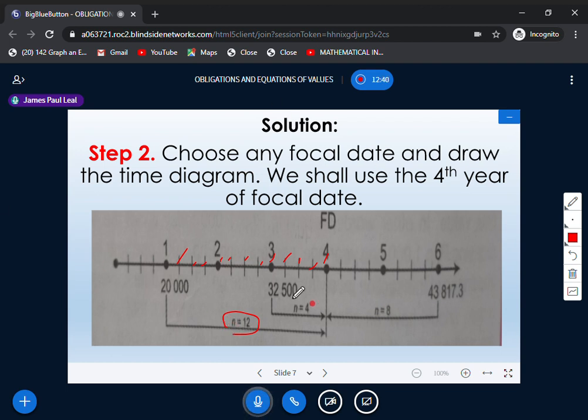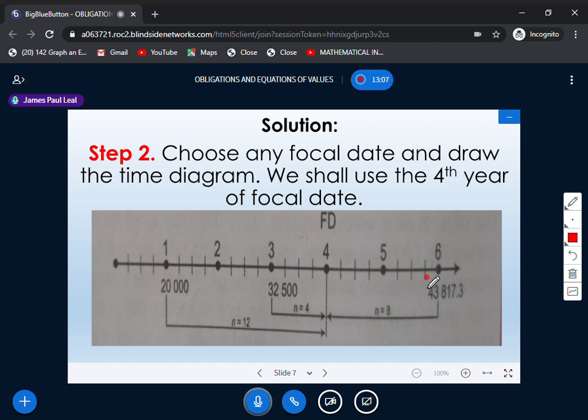Okay? What about the third year? Okay, so ibalik lang po natin to the focal date. And this is positive because it talks about the future, because dito pa lang tayo, third year, and the fourth year po is in the future. That's why you have a positive exponent. And what will be the value of your N here for the 32,500 as your F sub 2? That is actually equal to N equals 4 po: 1, 2, 3, and 4.